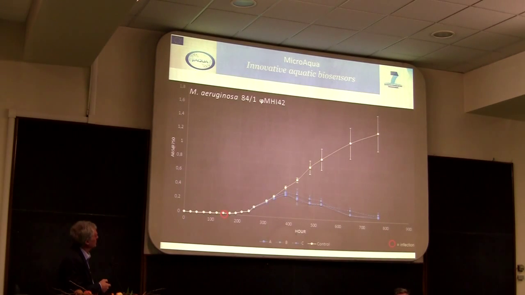So this is a typical infection curve. This is Microcystis aeruginosa infected with this podovirus MH142. At this point here we've mixed the virus into a subset of the cultures, and the control culture just grows normally as you would expect it to do, but the infected cultures start to develop and then they crash and die.